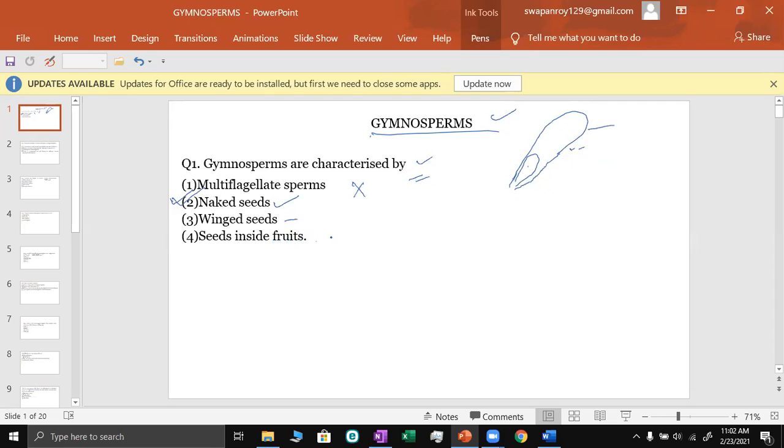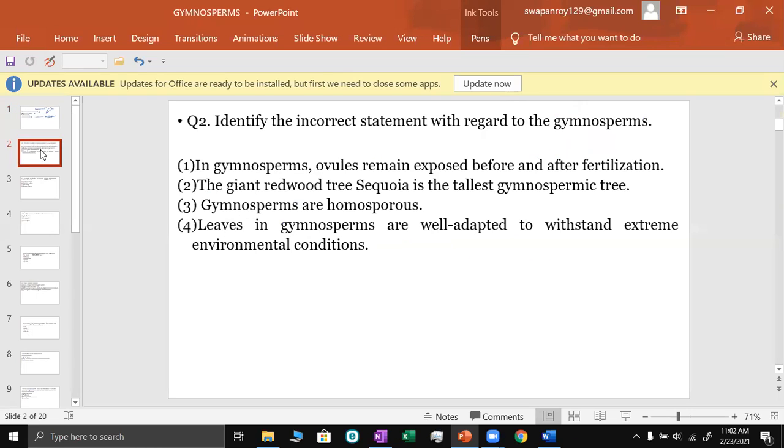Seed inside fruit? No, this cannot be. Seed inside fruit is the character of angiosperm, the covered seeded plant, but the gymnosperm is a naked seeded plant. Okay, number two.